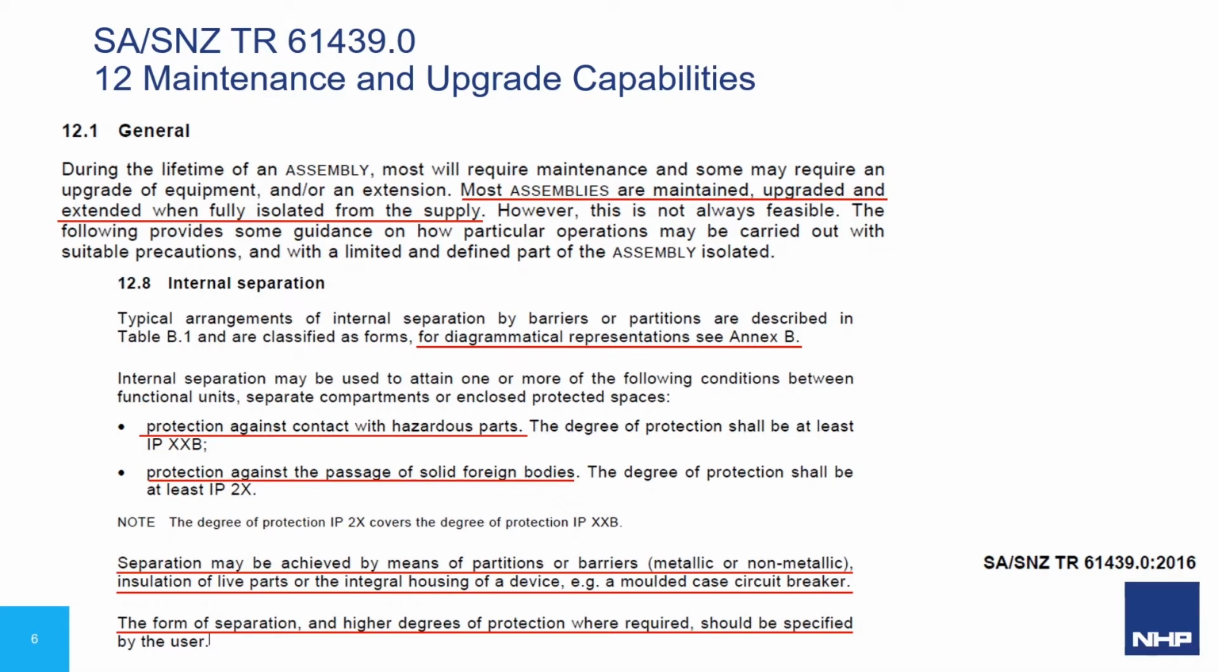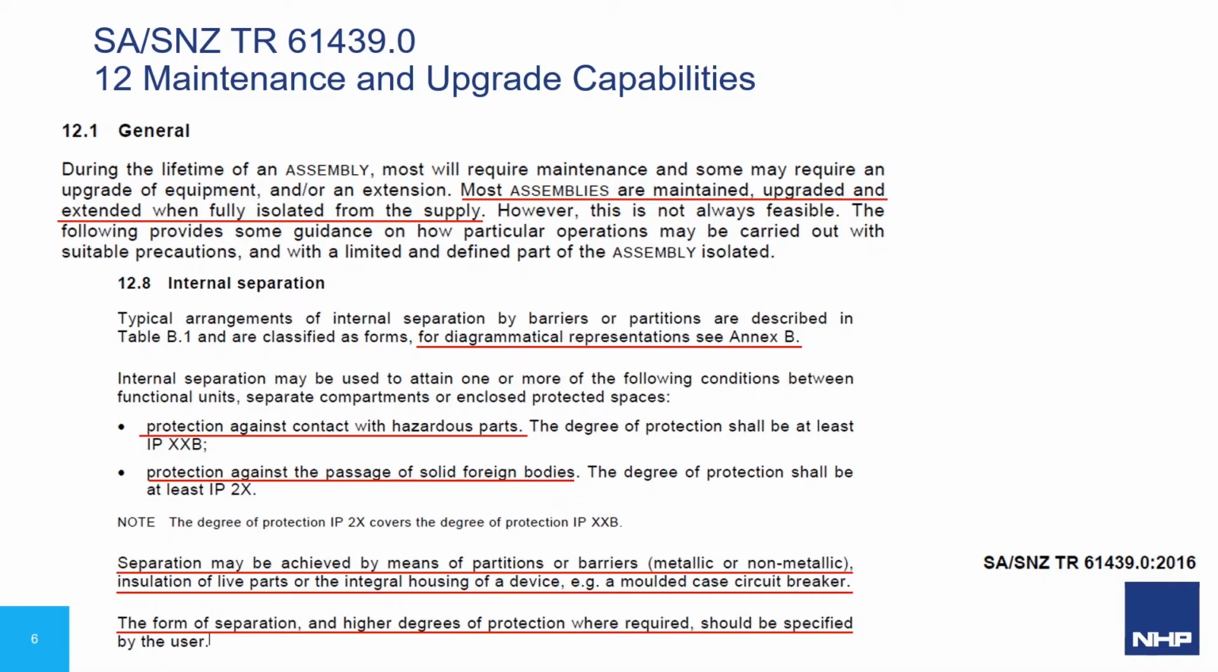Internal separation is listed in the 61439 standard as one of the many suitable precautions where it is not feasible to isolate supply to the enclosure. It is concerned with IPXXB protection against contact with hazardous parts and IP2X protection for the passage of foreign materials. It states that we can achieve this with barriers, insulation of live parts, and/or the housing of a device.